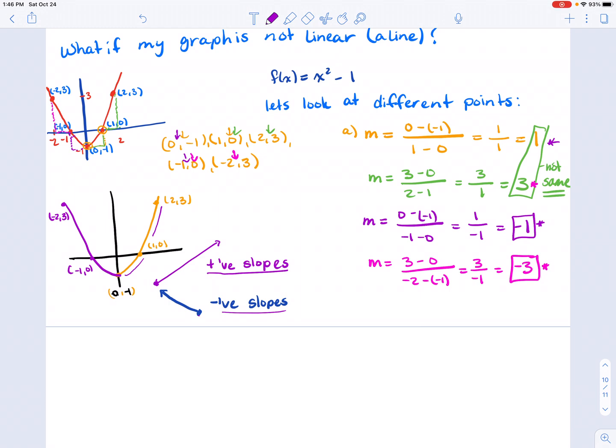So that makes sense now that we have positive 1 and negative 1, positive 3, negative 3, because these ones are lying up towards the right, so they're positive, and these ones are lying up towards the left, so they are negative.